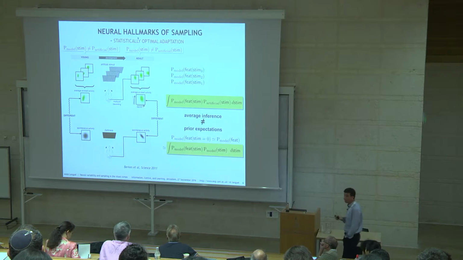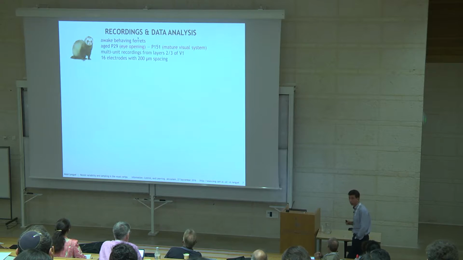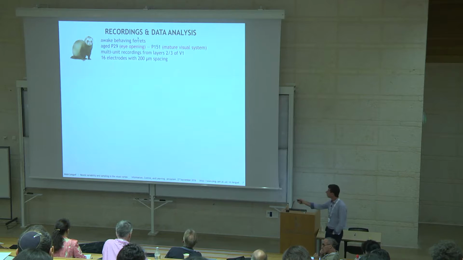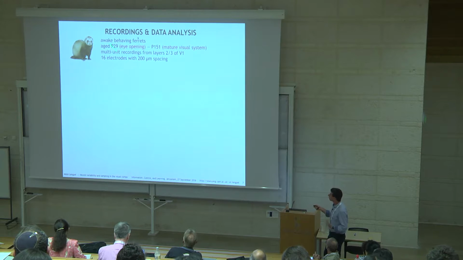And the way we test them is that, first of all, when I say we, what I really mean is my experimental collaborators, Joseph Fish's lab at Brandeis at the time. My group is a pure theory group. So they did experiments with awake behaving ferrets. Ferrets are a very interesting model species for this, because they are well known to have a developmental trajectory where their visual system keeps developing after eye opening. So we start experiments right at the time of eye opening, all the way to very mature animals.